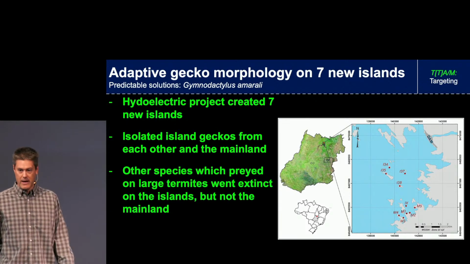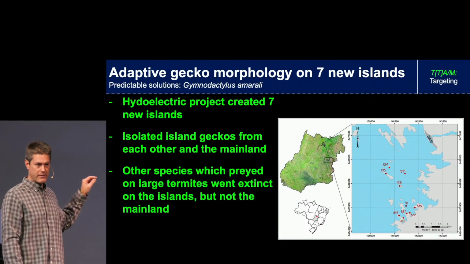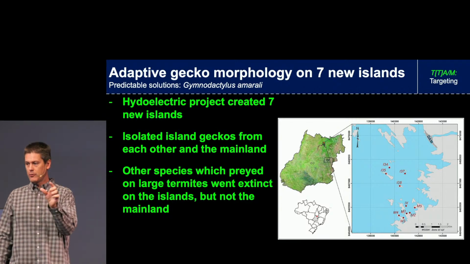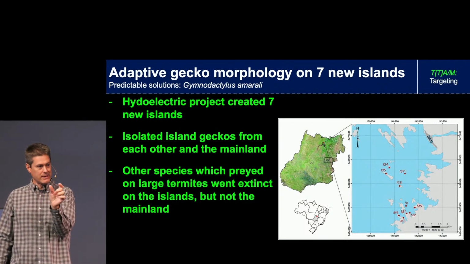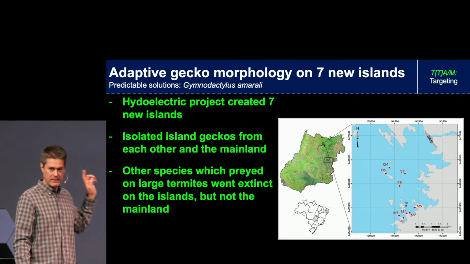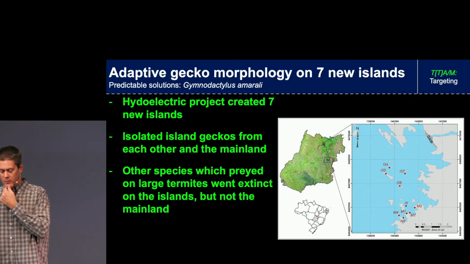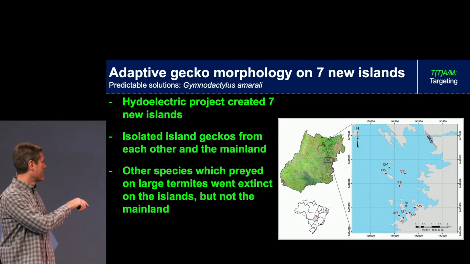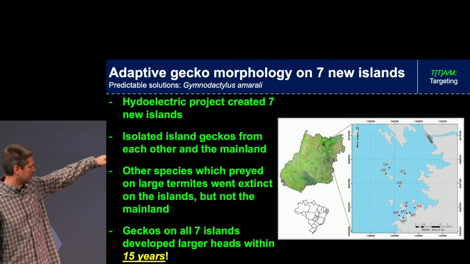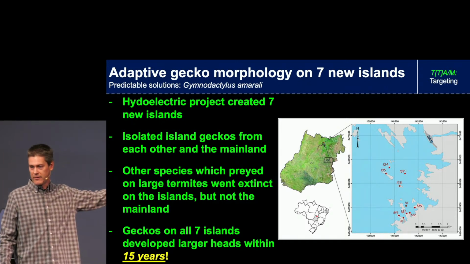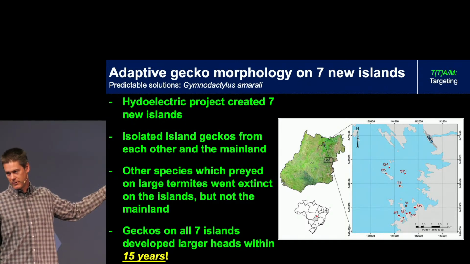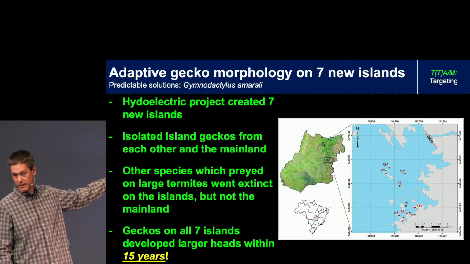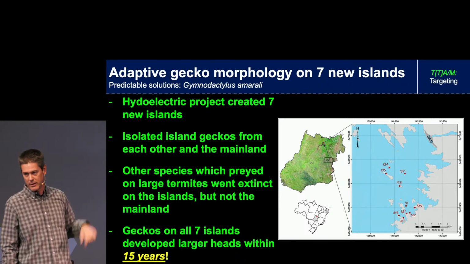Something else then happened, and that is there was a species of lizards on these 7 different islands that was preying on larger termites that the geckos didn't eat because they were too large. And that species went extinct. Well, predictably, what do you think happened? The geckos on all 7 islands developed larger heads to prey on that now available food resource. It happened in 15 years. All 7 populations, unrelated and isolated from each other, did exactly the same thing. It was predictable.